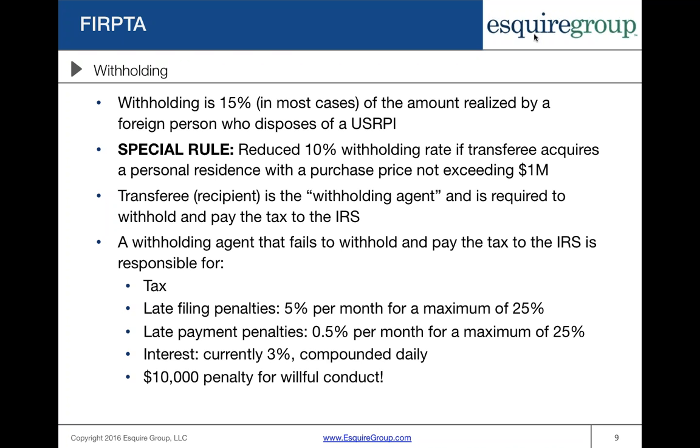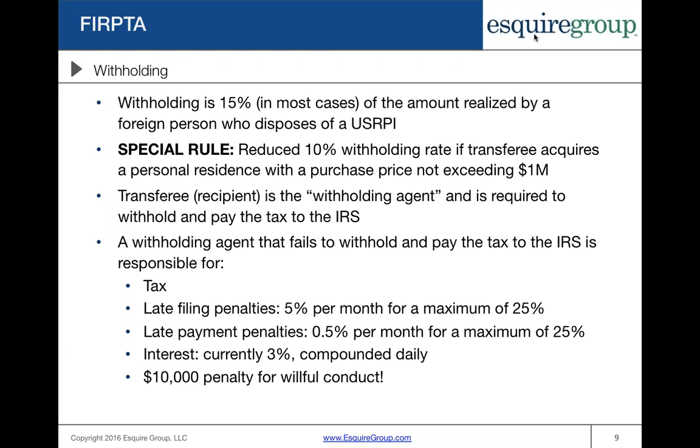The withholding is 15% of the amount realized by a foreign person who disposes of a U.S. real property interest. So for example, consider a foreign person sells a house for $500,000. They've disposed of a U.S. real property interest for $500,000. The withholding would be $75,000, so 15% of $500,000.